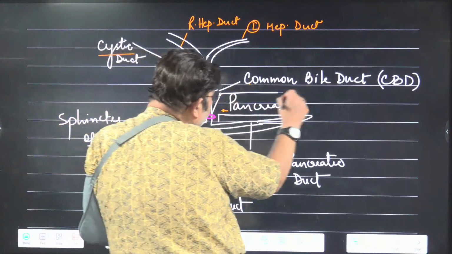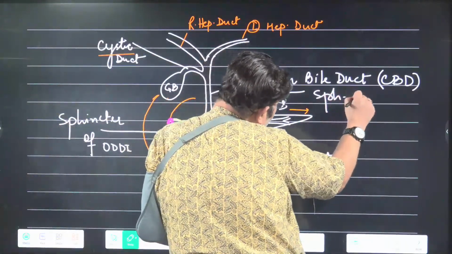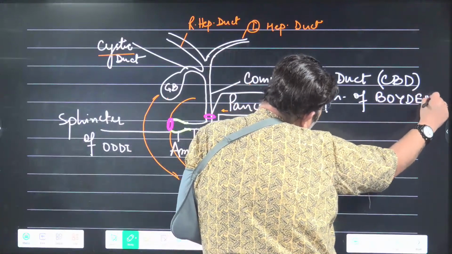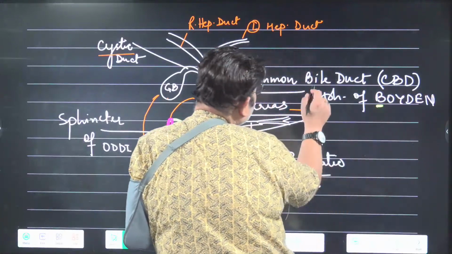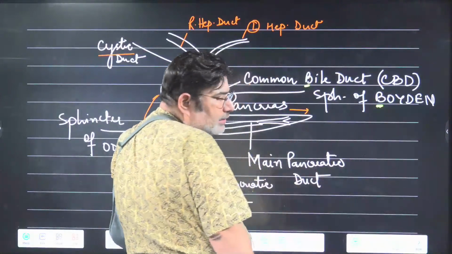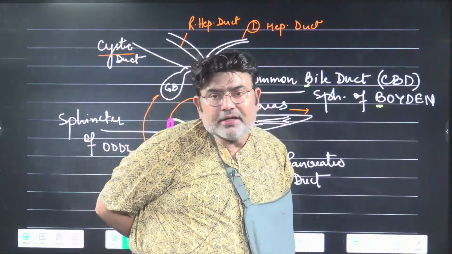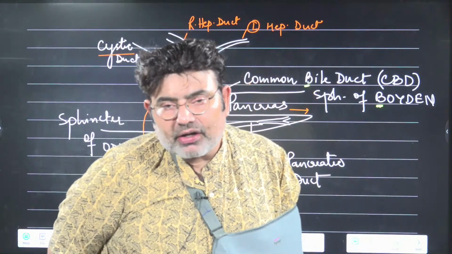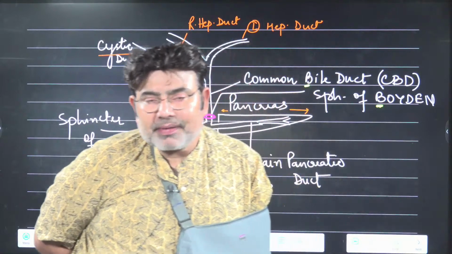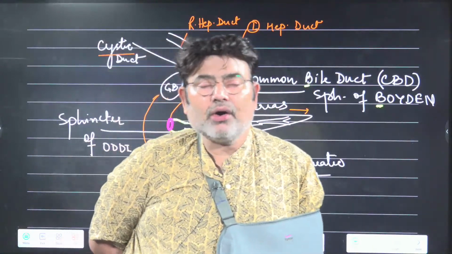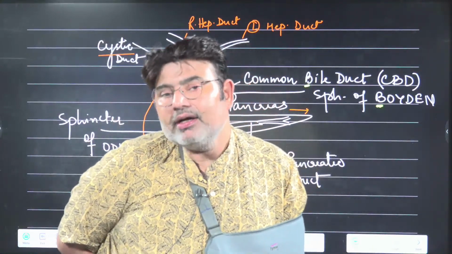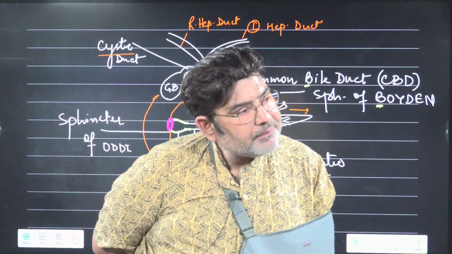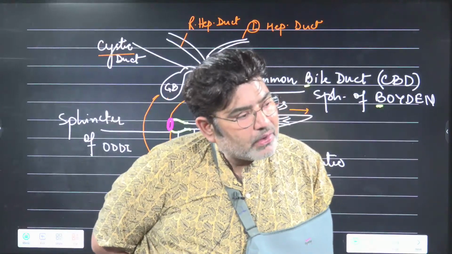And this sphincter is called sphincter of Boyden. How do I remember? B for B. The bile duct has Boyden. Sphincter of Boyden. Oddi is present on the ampulla, at the tip of the ampulla, sphincter of Oddi. Understood? Okay. All points clear?